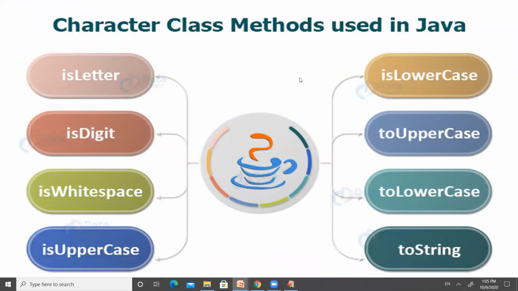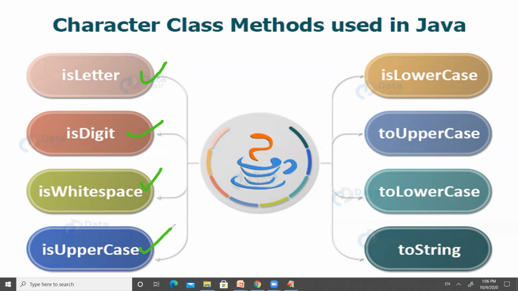So these are the usages of these methods. In order to find whether the given character is a letter or not, we can use is letter. And in order to find whether the given character is a digit or not, we can use is digit. And if there are white spaces, for example, instead of a character, if we just represent single quotes with an empty space, then we can find whether it is a white space or not by using the is white space method.